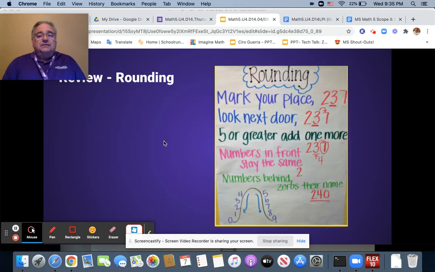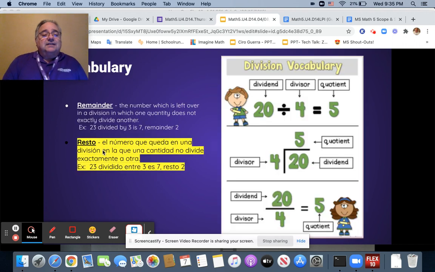Hey, let's go on. Rounding. I'm not a singer like Miss Jones or Mr. Jones or Miss Greenwood, and I'm not a rapper like Mr. Reed. But I'm going to try my best to see if you can remember what rounding is like. Mark your place. Look next door. 5 or greater, add 1 more. Numbers in front stay the same. Numbers behind, zero's the name. Hopefully you remember it. Let's go on.